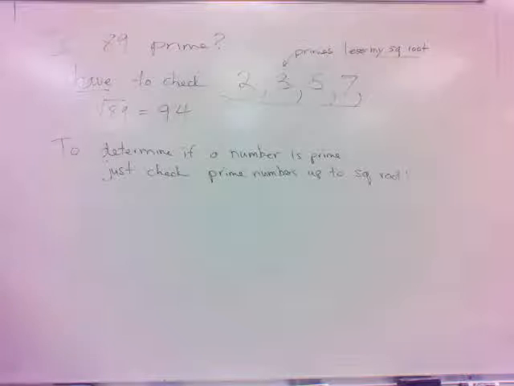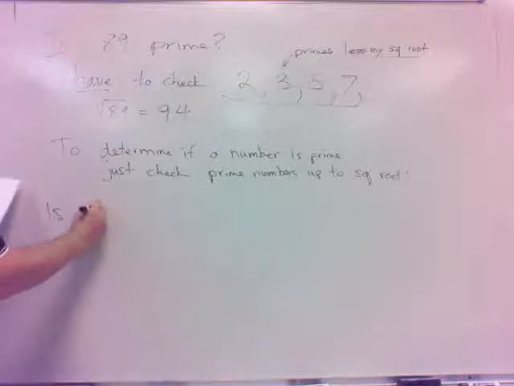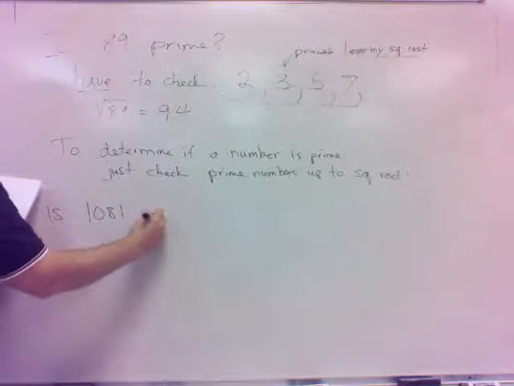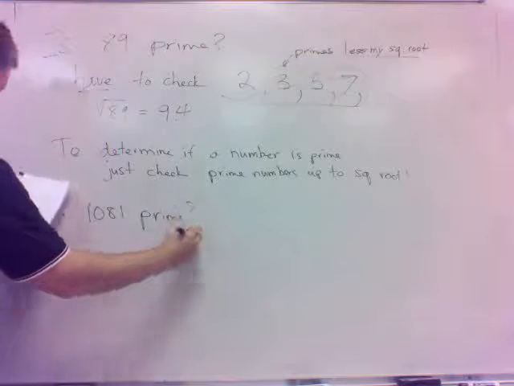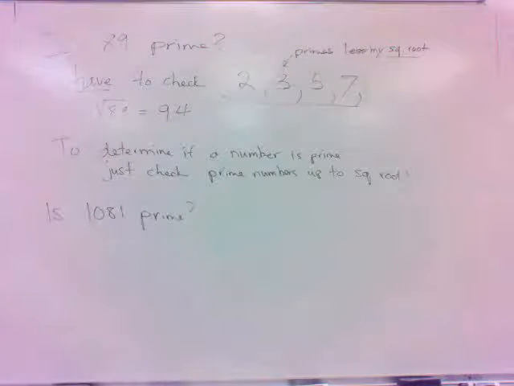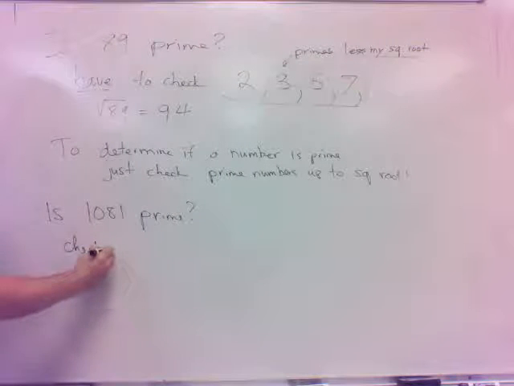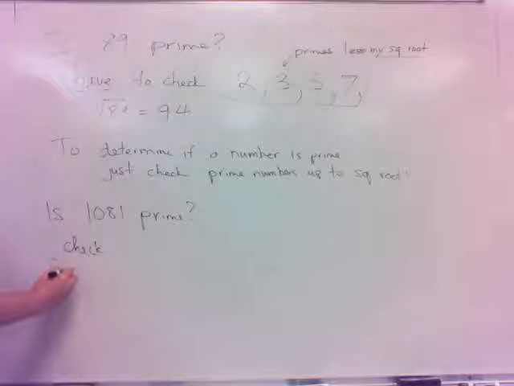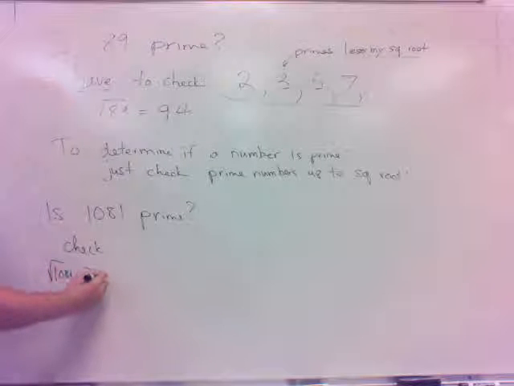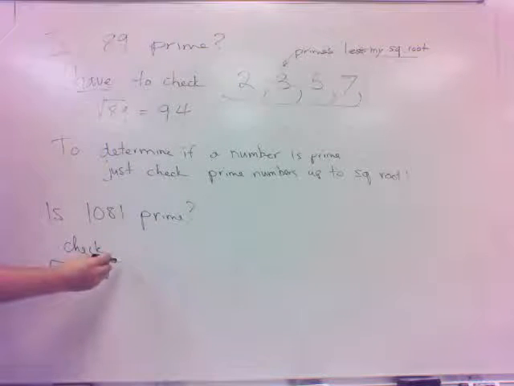So is 1081 prime? A little bit bigger numbers here. But if I'm only checking the primes up to the square root, what am I going to have to check here? Well, what's the square root of 1081? 32.8. All right.